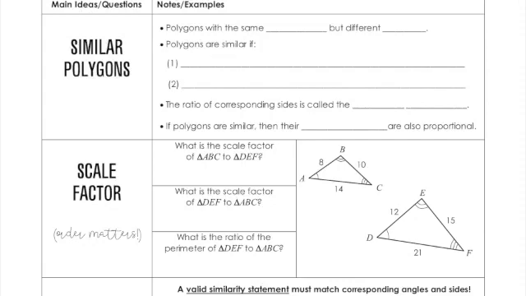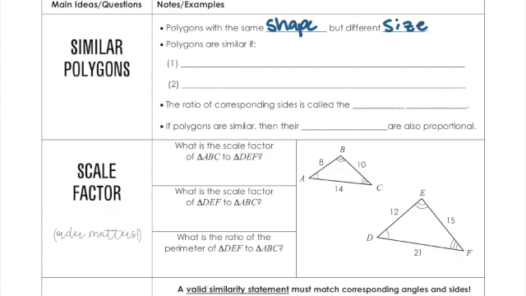All right, so we're going to talk about 6.2 similar figures, okay? So, similar polygons, similar figures, kind of the same thing. Similar polygons are polygons with the same shape, but they have a different size. Okay, so they might be two triangles, they might be two squares, they might be two hexagons, but one's going to be smaller and one's going to be bigger.